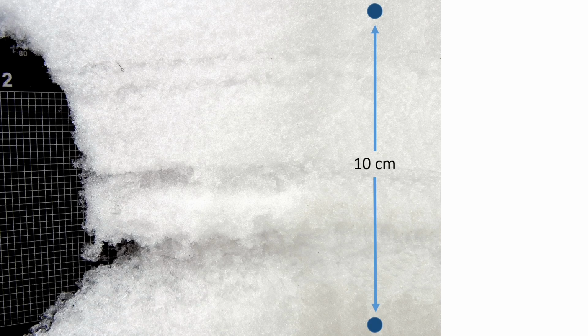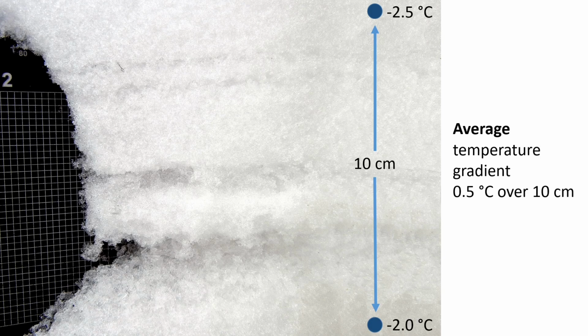However, a temperature gradient of 1 degree per 10 centimeters is not an accurate threshold for faceting, partly because the temperature gradient is a poor proxy for the vapor pressure gradient. Nevertheless, I'll use the traditional temperature gradient threshold to keep this discussion short. Just making up some numbers, let's suppose the average temperature gradient is only half a degree over 10 centimeters, and we somehow know that this gradient is sustained for several days. No facets will form, right?